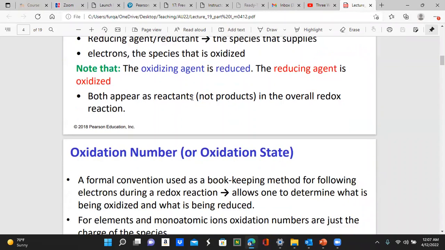So they both appear as reactants, okay? Not products. We're not talking about the products. The oxidizing agent and reducing agent are both chemical reactants in the overall redox reaction.